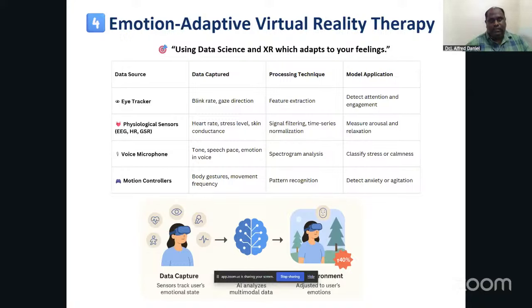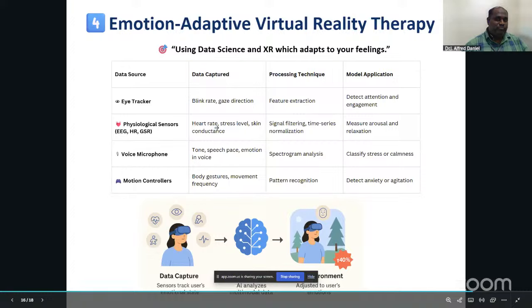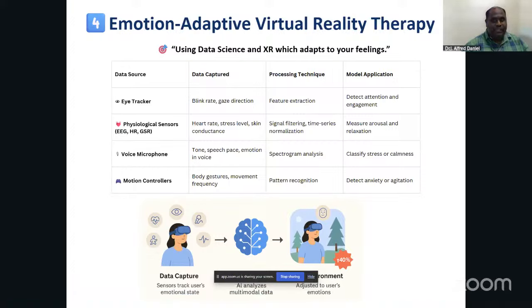For example, if you are using Meta Quest 3, you have an inbuilt sensor which can track your eyes. So you can track your blink rate and the gaze direction. So what's the purpose of those? In order to detect the attention and engagement of certain persons. For example, if you are tracking a child's emotion or feelings, that information can be used, like eye tracking, blink rate, and gaze direction.